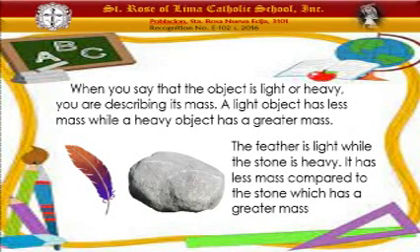Just like in the picture, we have here the feather and the rock. The feather is light, while the stone is heavy. So it has less mass compared to the stone, which has a greater mass.